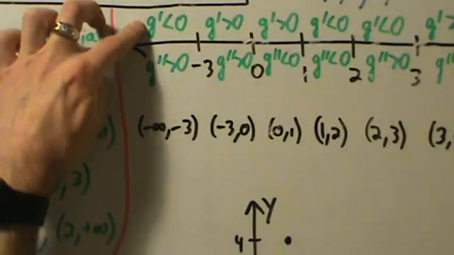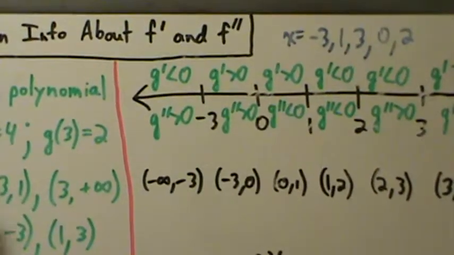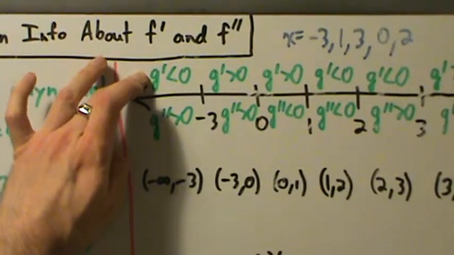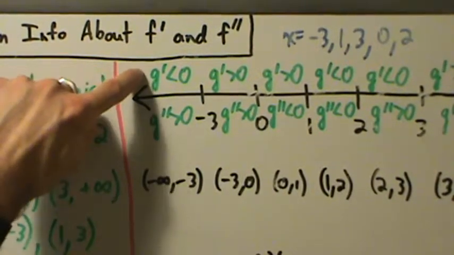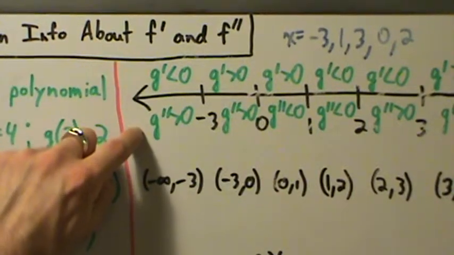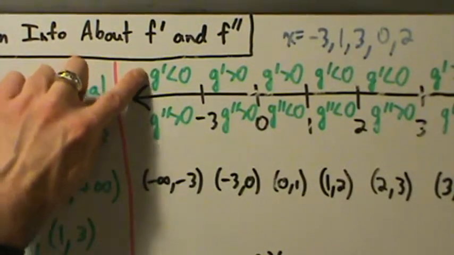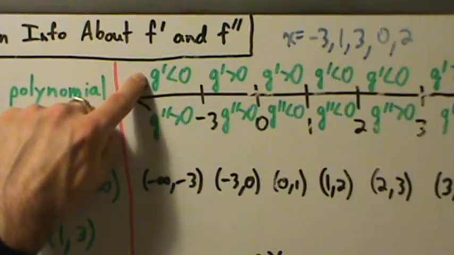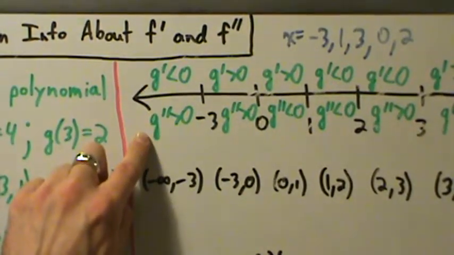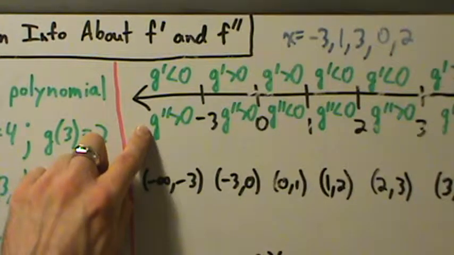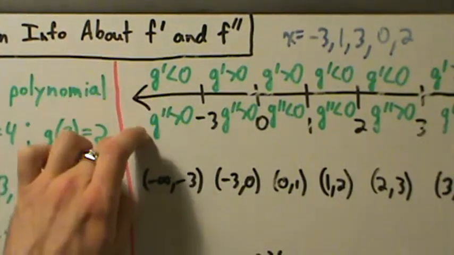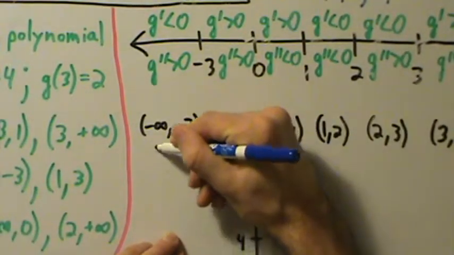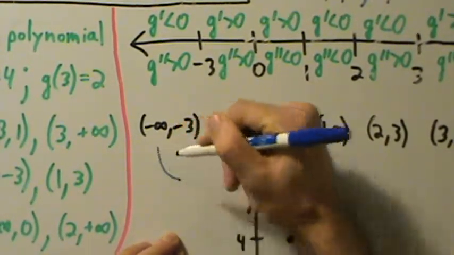So if the first derivative is negative, what does that mean? Well, remember, first derivative, that's slope. So if the slope is negative, that means the function is decreasing. So g is decreasing and g is concave up. If g primed is negative, that means g is decreasing. And if g double primed is positive, that means g is concave up. So decreasing function, concave up. What does that look like? That kind of looks something like this.